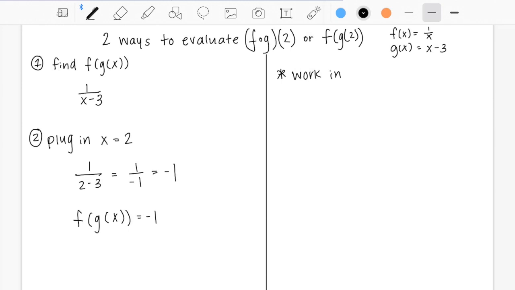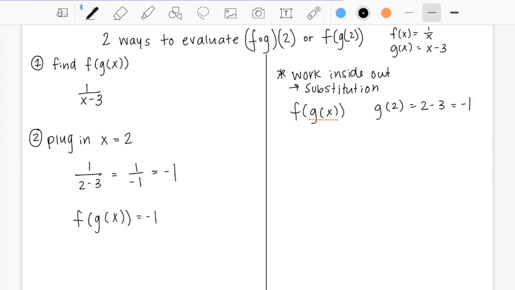Or we can work inside out with what I'll call the substitution method. So first, I'm going to find g of x at the point x equals 2. So it would be g of 2, we get negative 1. I'm going to plug that negative 1 into the f function input. So when I plug that in, I'll end up with the same value that I did on the left.